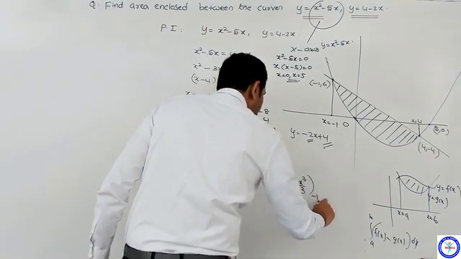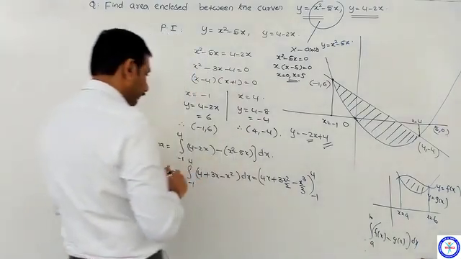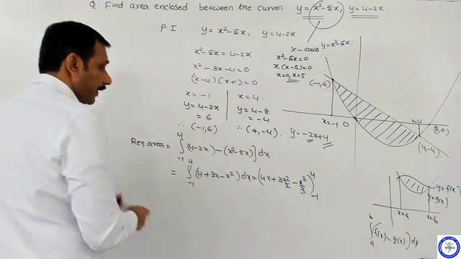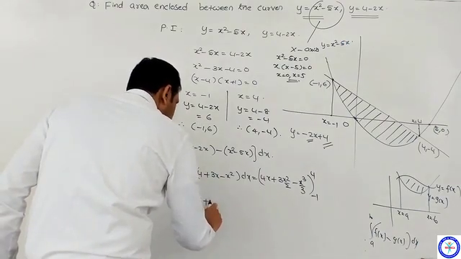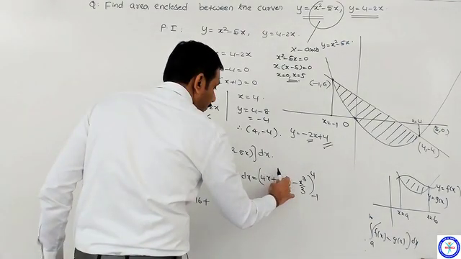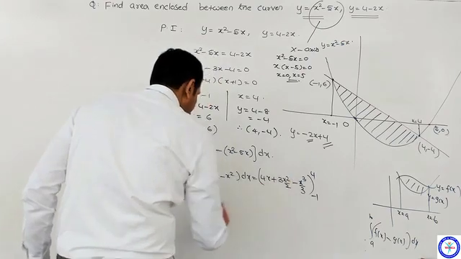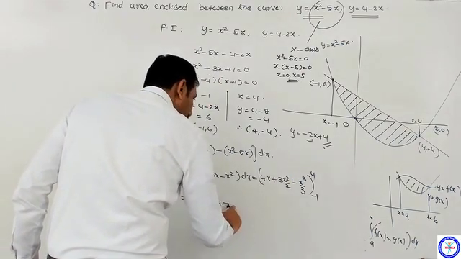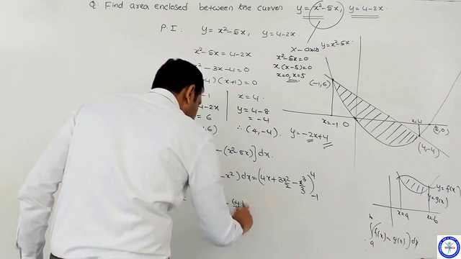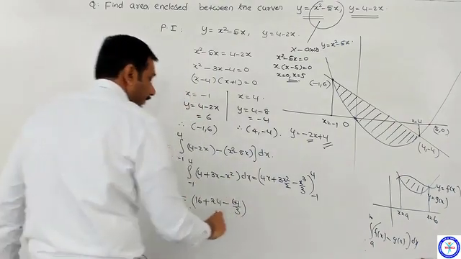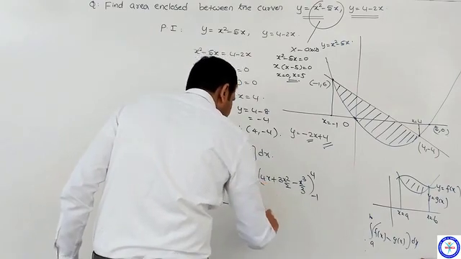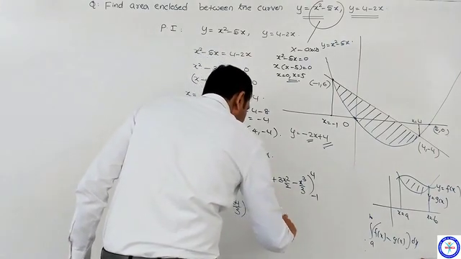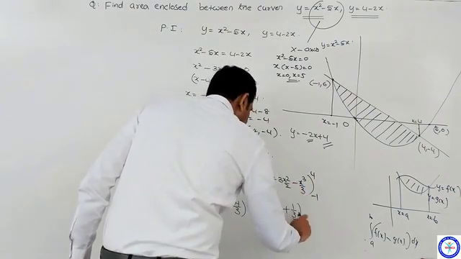The limits are from minus 1 to 4. Let us simplify this. It is equal to 4 into 4, 16, plus 3 into 4 square 16 by 2, 8, 8 into 3, 24, minus 64 by 3. It is the upper limit substitution, minus of lower limit x equal to minus 1: minus 4 plus 3 by 2 minus of minus plus 1 by 3.